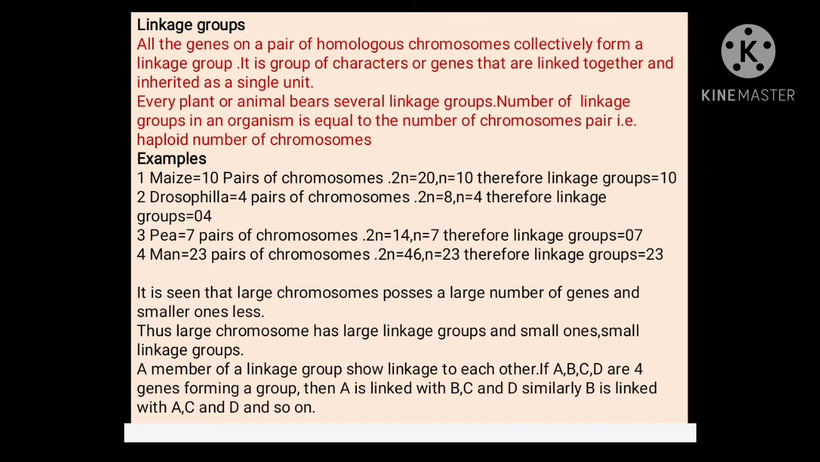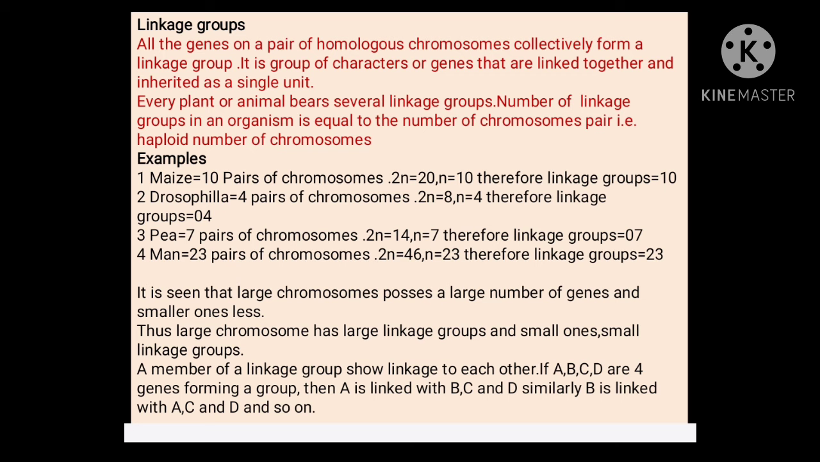In man, there are 23 pairs of chromosomes, 2n is equal to 46, n is equal to 23. Therefore, the linkage groups are equal to 23. It is seen that a large chromosome possesses a large number of genes and a smaller one possesses fewer genes. Thus, a large chromosome has a large linkage group and small ones have a small linkage group.